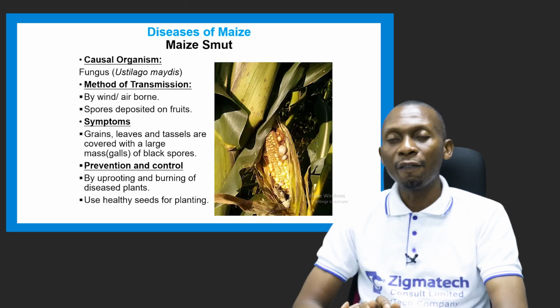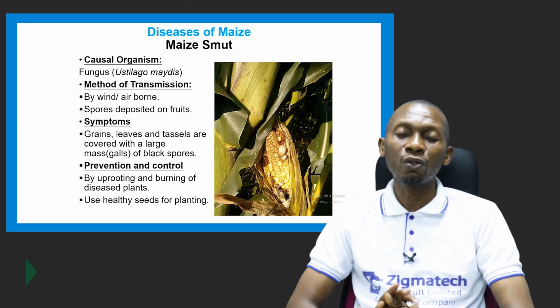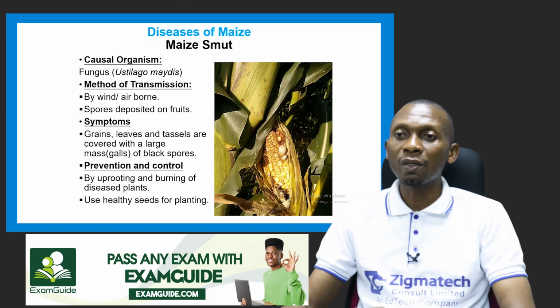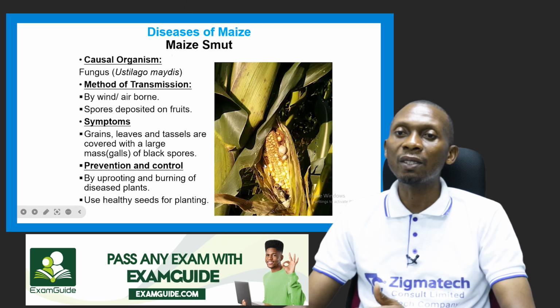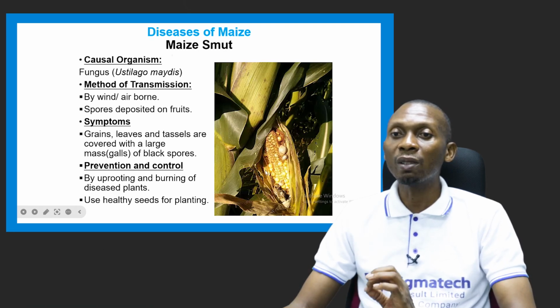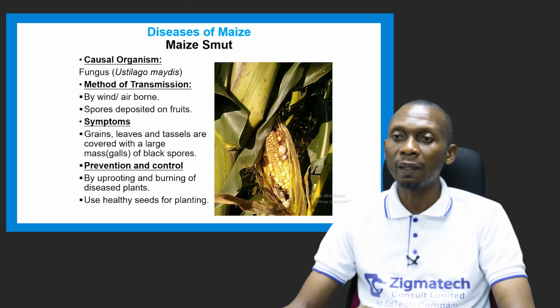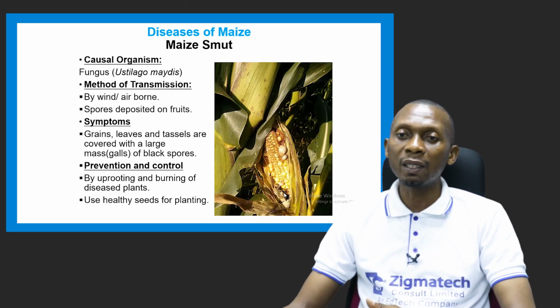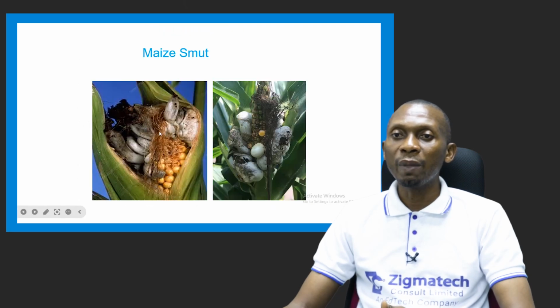Maize smut, a fungal disease, Ustilago maydis, is transmitted by wind or airborne spores which are deposited on the fruits. You can see the picture of how this disease looks. You can see the grains, the leaves, and the tassels are covered with a large mass of galls of black spores. Look at it here. Those are the symptoms, and it's prevented by uprooting and burning the diseased plants, and you can also use healthy seeds for planting. See the picture of maize smut. You can see the black mass of galls.